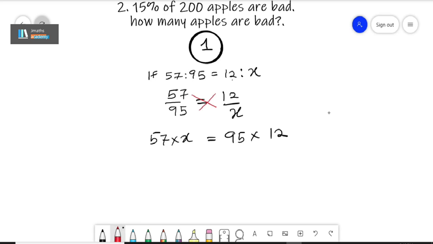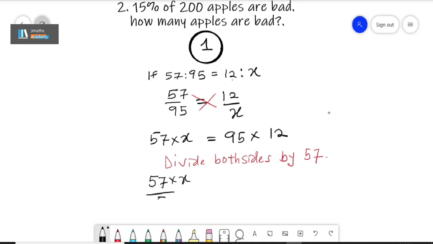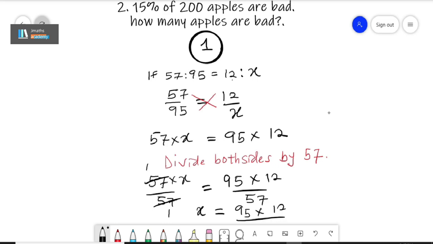Now to continue, we divide both sides by 57. So we have 57 multiplied by x over 57 equal to 95 multiplied by 12 over 57. So here we know that 57 cancels 57 and we are left with x is equal to 95 multiplied by 12 over 57.